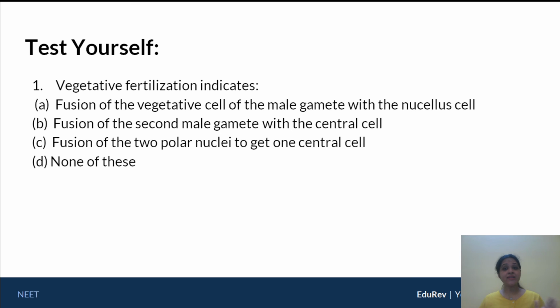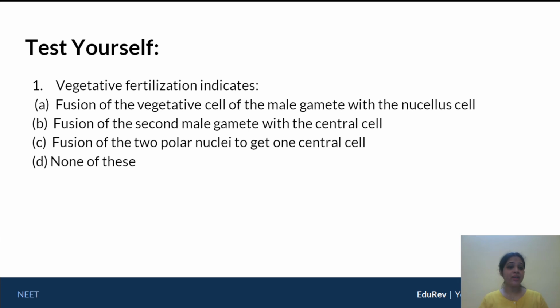In the first case, egg cell plus male gamete gave rise to the zygote, which generates the new generation. But polar nuclei plus male gamete did not give rise to a new generation. So the triple fusion event can also be called vegetative fertilization, whereas syngamy will be called generative fertilization. So let's go through this MCQ.